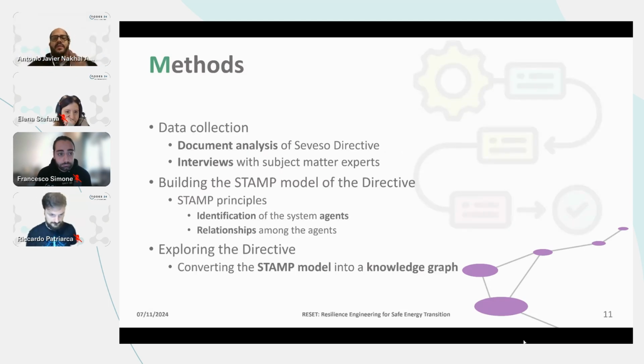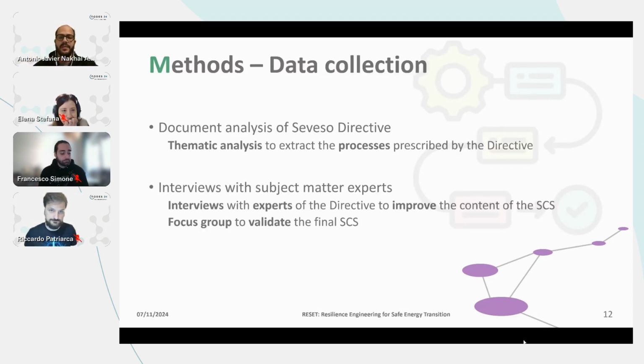Now, the methods: we divide this research into three phases. The first one is data collection, how we gather the data through document analysis and interviews with the main experts. After that, we build the STAMP model of the directive using STAMP principles, identifying the agents and describing the interactions and mutual dependencies of the agents, and then translate this STAMP model into a knowledge graph to analyze it and extract information from the directive.